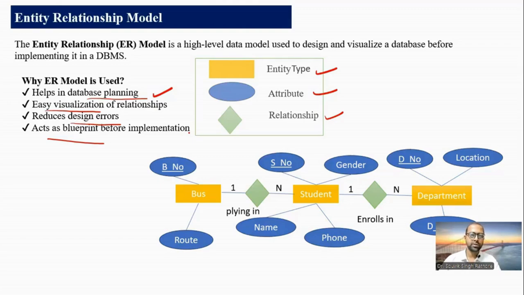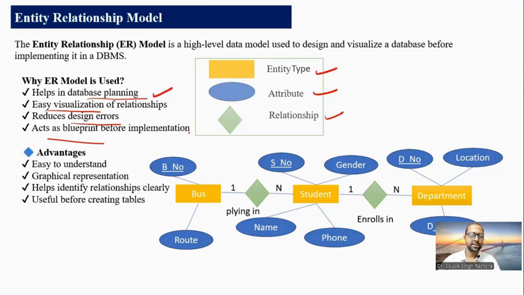Next, we will move on to the advantages and disadvantages. Let's quickly discuss the advantages. It is easy to understand because it is a graphical method that uses graphical symbols. Next, the relationships between the different data objects become very clear, so it helps in identifying the relationships. Finally, it helps with communication among the developers, the managers, and the clients. So it is very useful before creating the actual tables.